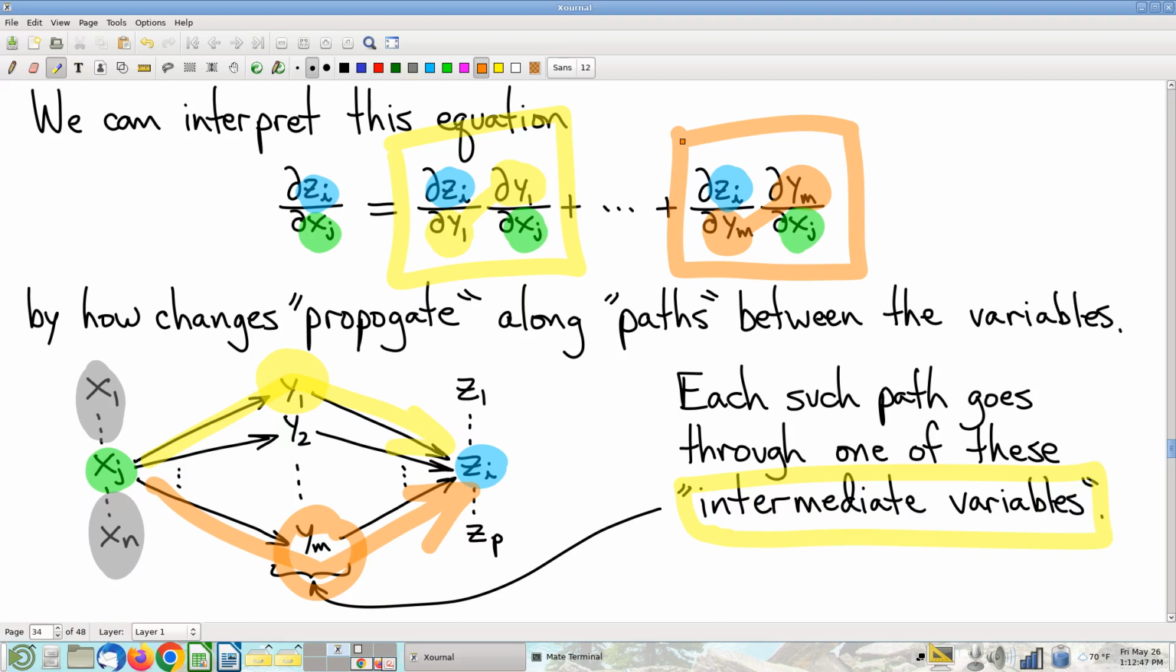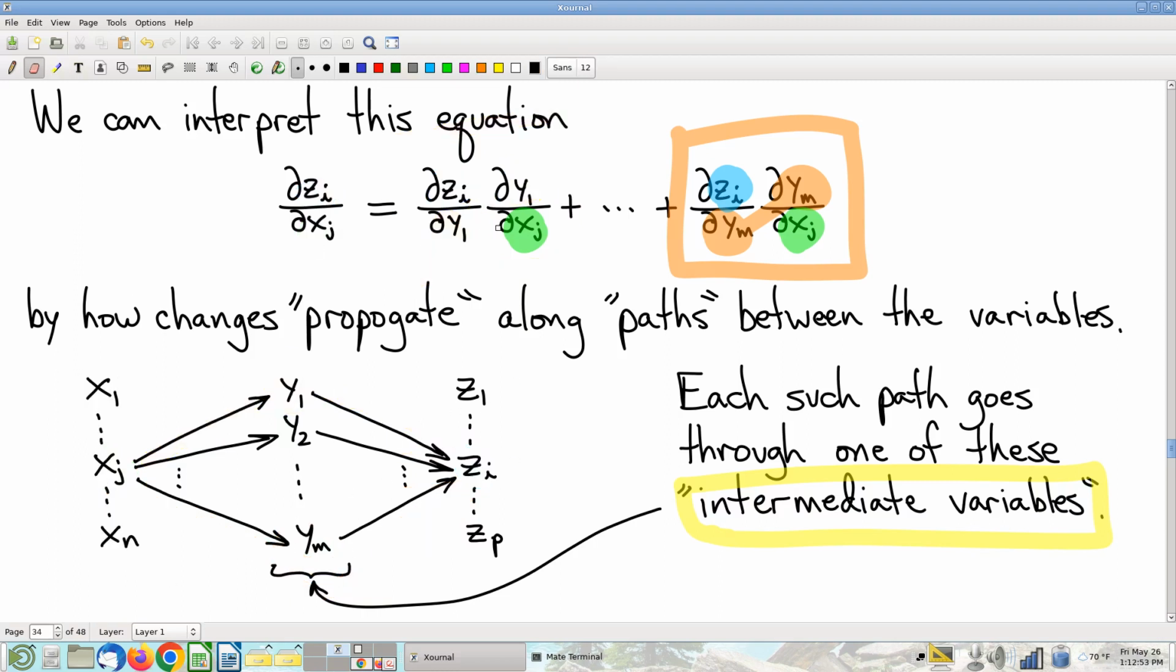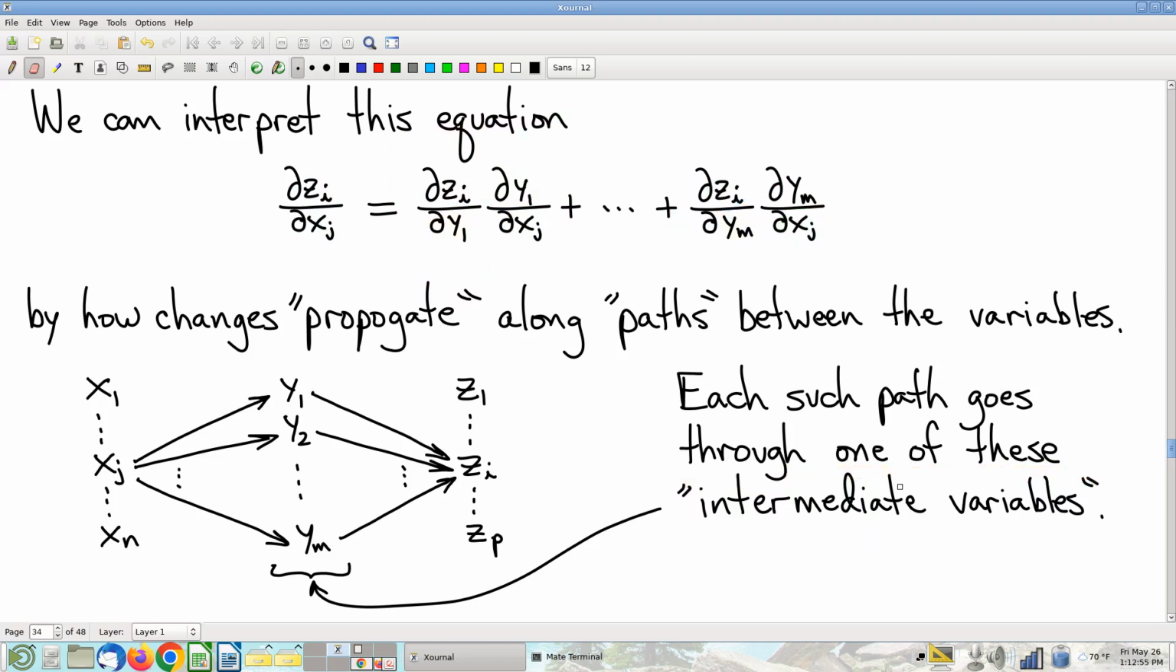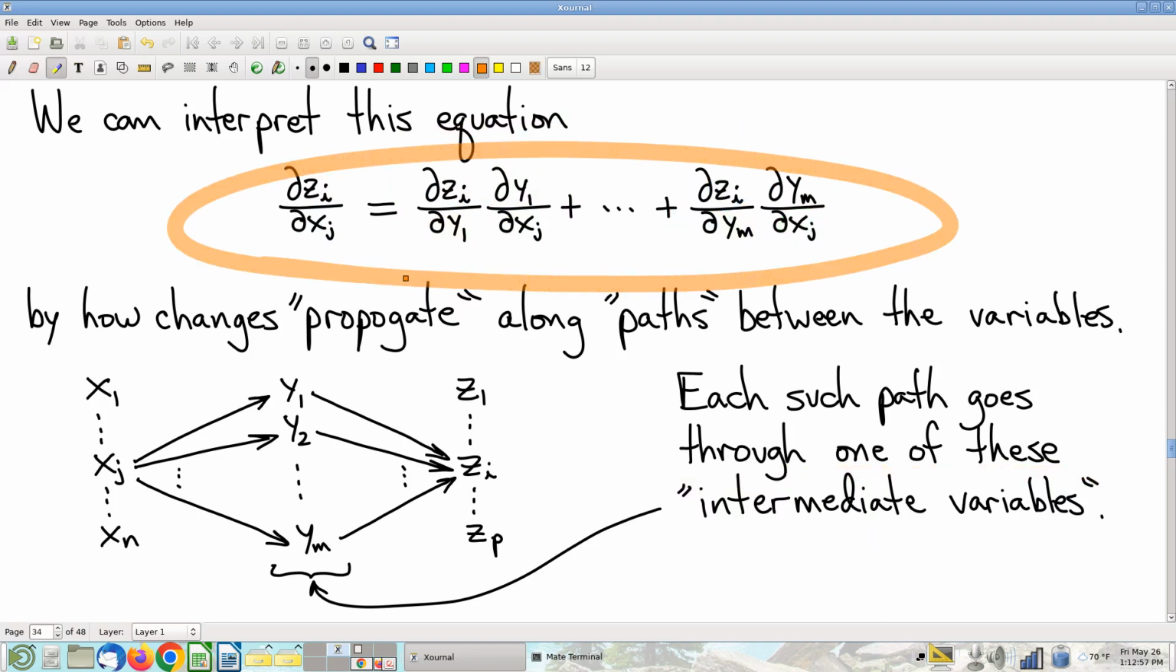Everybody happy? All right. So one of the things I really like about this point of view is that arguably you don't even really need to memorize this formula. You just need to understand the idea that changes propagate along paths and understand what the paths are, and then you write down terms corresponding to those paths. The diagram memorizes the formula for you. That's very handy, very convenient.